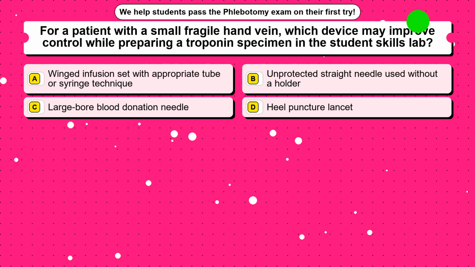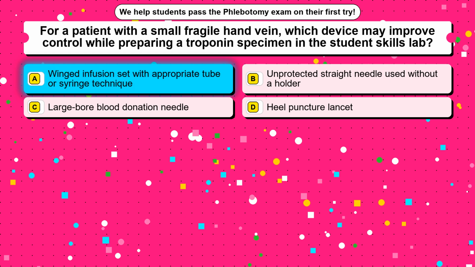Question 13. For a patient with a small fragile hand vein, which device may improve control while preparing a troponin specimen in the student skills lab? Option A. Winged infusion set with appropriate tube or syringe technique. Option B. Unprotected straight needle used without a holder. Option C. Large bore blood donation needle. Option D. Heel puncture lancet.